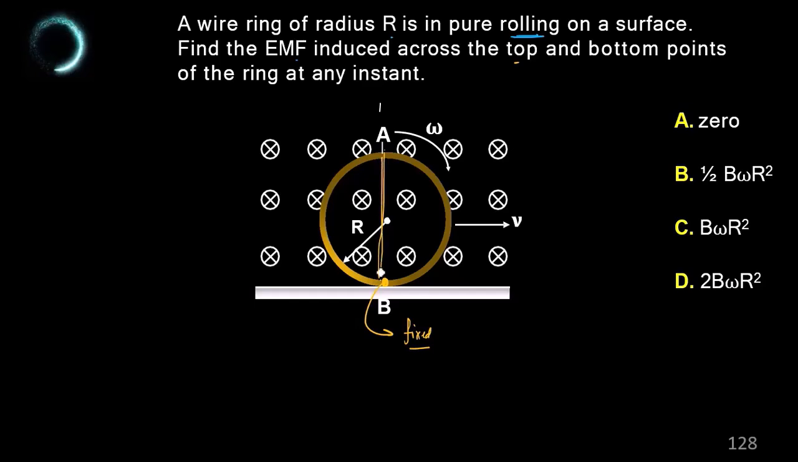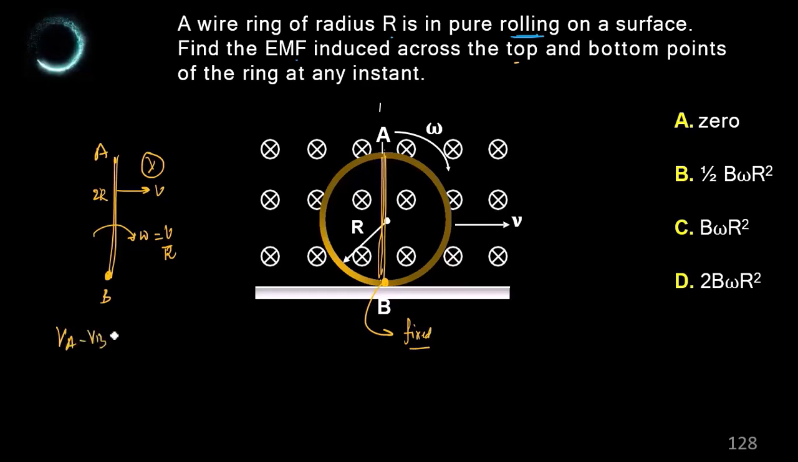If I replace this circular wire by a rod of length 2r, can I say this rod of length 2r is moving with omega about this fixed point? B is the fixed point. So the rod of length 2r is moving with omega speed. What is omega? Omega equals V by r for pure rolling condition. So what is the potential difference? The velocity is in this direction, B is cross. So V cross B means A is the high potential side. So VA minus VB should be equal to B omega L square by 2.